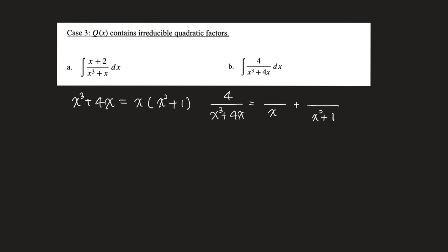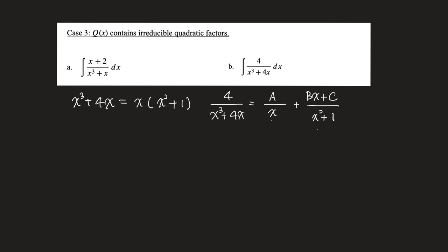Let's practice one more time, okay? So we're going to do part B. First thing is you have to factor the denominator, x cubed plus 4x. What is the common factor right there? That's going to be x times (x squared plus 4). So the partial fraction decomposition is 4 over x cubed plus 4x equals A over x plus (Bx plus C) over x squared plus 4. Degree 1 on the bottom gets A, degree 2 gets Bx plus C.